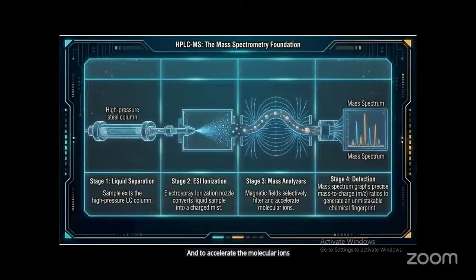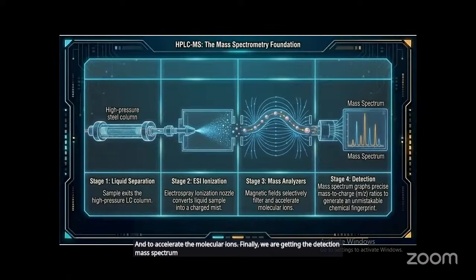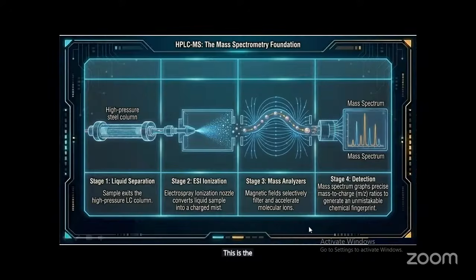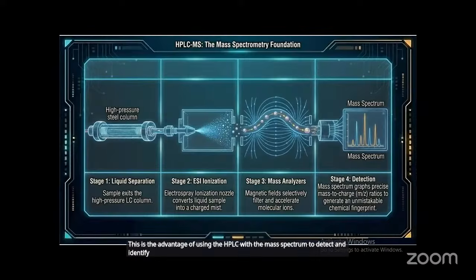Finally, we get the detection mass spectrum, which gives a graph of precise mass-to-charge ratio to generate an unmistakable chemical fingerprint. This is the advantage of using HPLC with the mass spectrum to detect, identify and quantify a given compound, a given natural product which has different kinds of chemical components. Next slide, please.